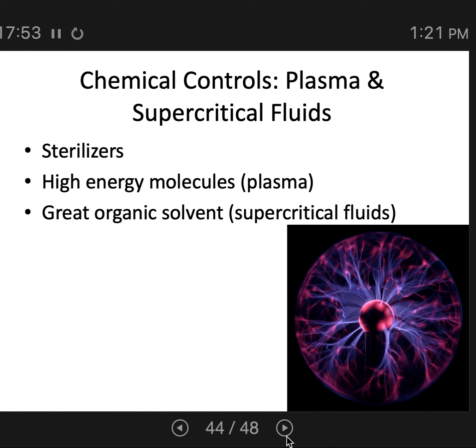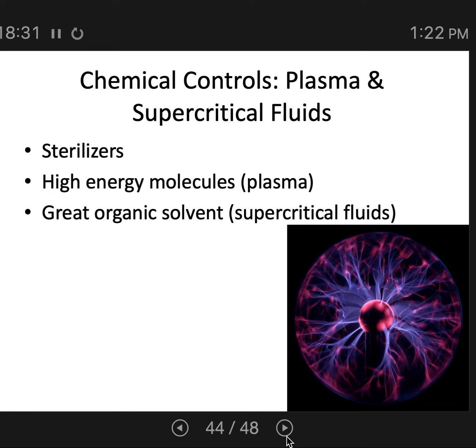Then we have plasma and supercritical fluids, and these are both sterilizers. Both of these are very high energy molecules that cause damage to other molecules. Plasma specifically is gas particles that are so excited that the electrons have separated from the protons in the nuclei of the atoms. So you have many positive charges that have separated from all these negative charges, and they readily interact with all other molecules. They steal electrons, add electrons, changing bonds everywhere. They wreak havoc on any molecule they touch.